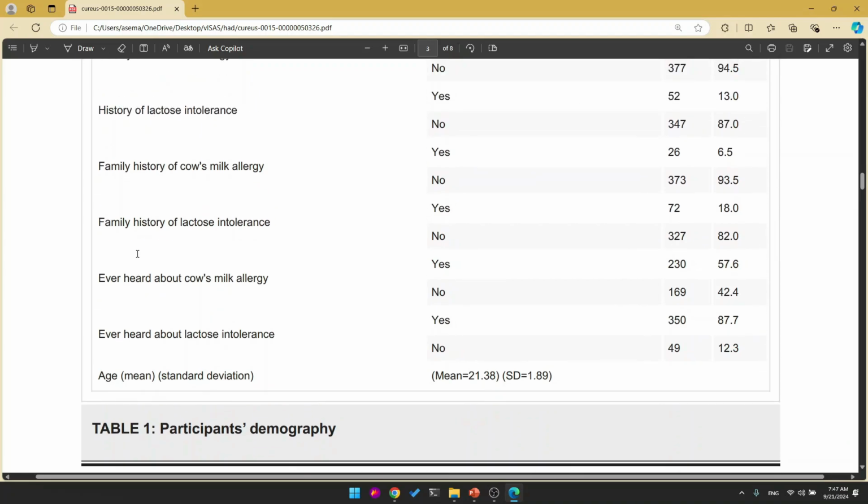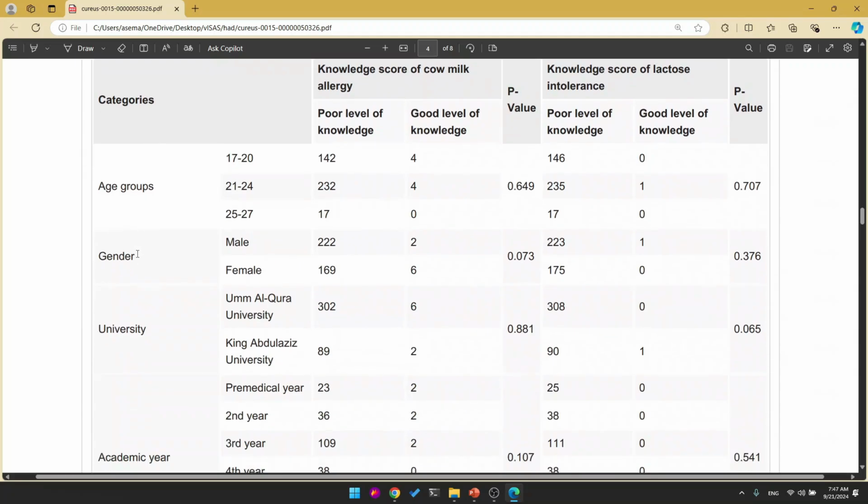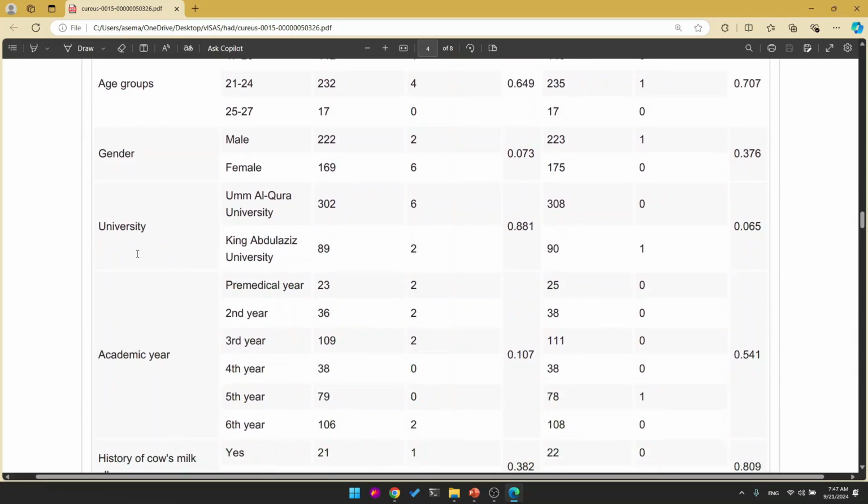Someone might have a family history and that's why he is more informed. Someone might have a personal history and that's why he is more informed. So these tables give me a lot of ideas, and you can read on and read on. However, you will get what you want, and I will tell you what you want from the study that you have downloaded later on in the literature review part.